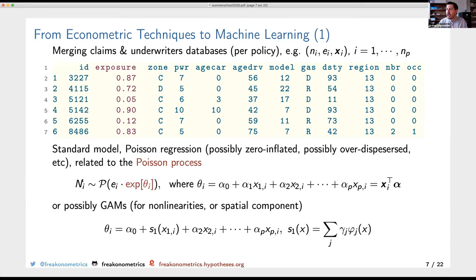As we will see, machine learning is very different. It's not based on probability. In machine learning, you don't assume a distribution for your losses or whatever. You focus on the loss function. Of course, you can derive a loss function from the likelihood, but in some cases, you just pick a loss function and minimize some problem. You completely forget about the underlying stochastic process. So actuaries have been doing this kind of Poisson process for almost 60 years, and it's very, very popular in insurance.